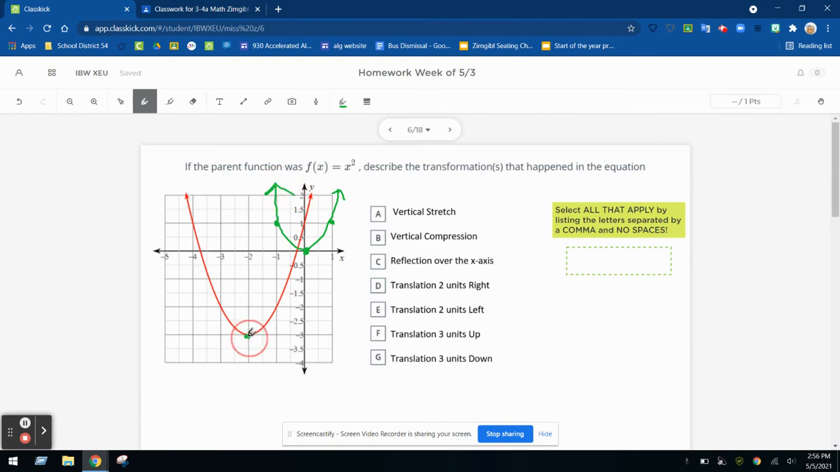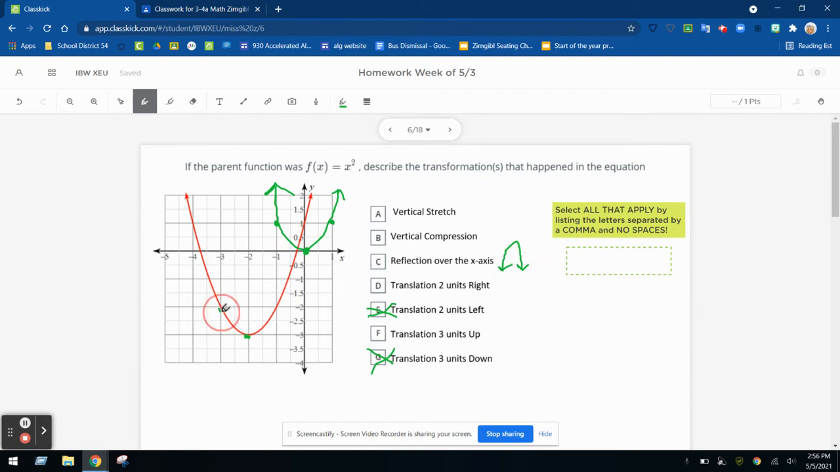So our new function has a new vertex that's at (-2, -3). So I know it went 2 units to the left, 3 units down. It didn't reflect, because a reflection would look like this, right? Our U would be upside down.